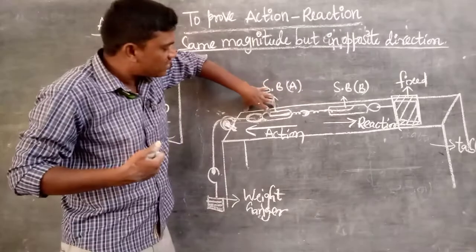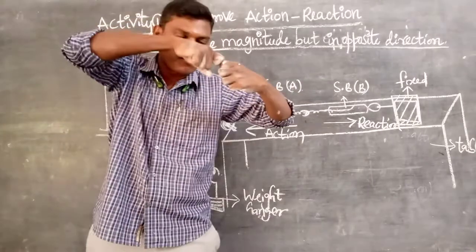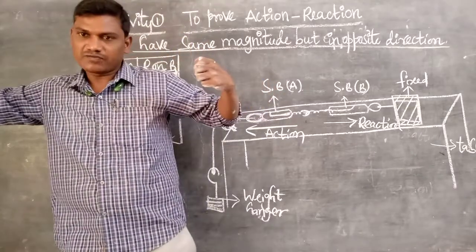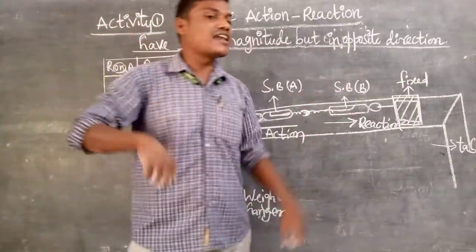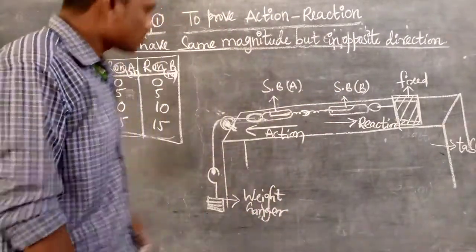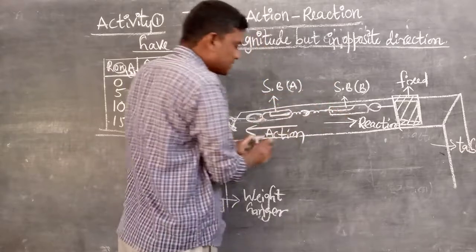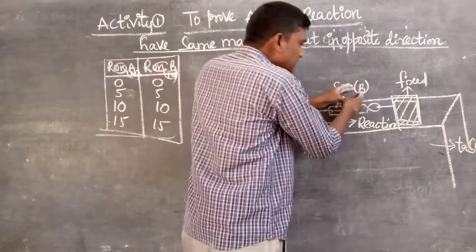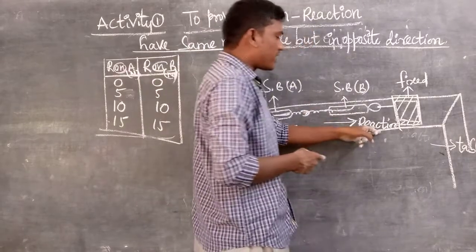That's why when you are applying the force on the A, that is the action. Means A spring balance applies some force on the B, that is the action force. But at the same time, B also applies some force on the A, that is the reaction force. So in this one, A spring balance applies some force on the B, that is the action, and B also applies some force on the A balance, that is the reaction. Okay, so that is one.